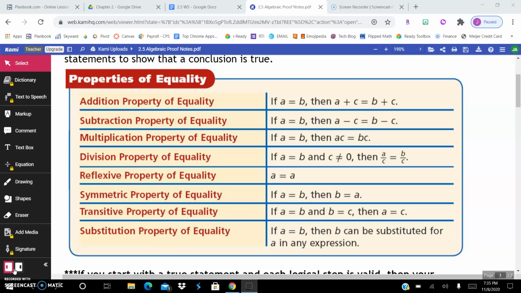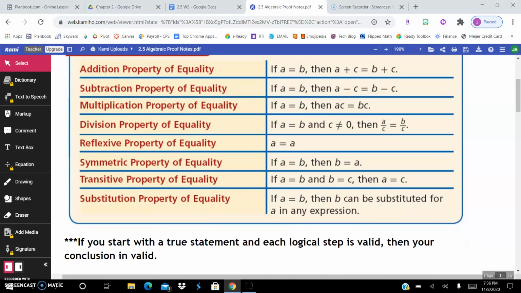Then the division property of equality: A and B are equal to each other. The only stipulation here is that C cannot be 0 because we cannot divide by 0. But if we divide both A and B by C, then we still will have the same number. The reflexive property of equality is where A is equal to A, so any number is equal to itself. The symmetric property of equality is if A is equal to B, then we can flip it around and say B is the same as A. And the transitive property of equality is if A equals B and B equals C, then A and C are equal as well.